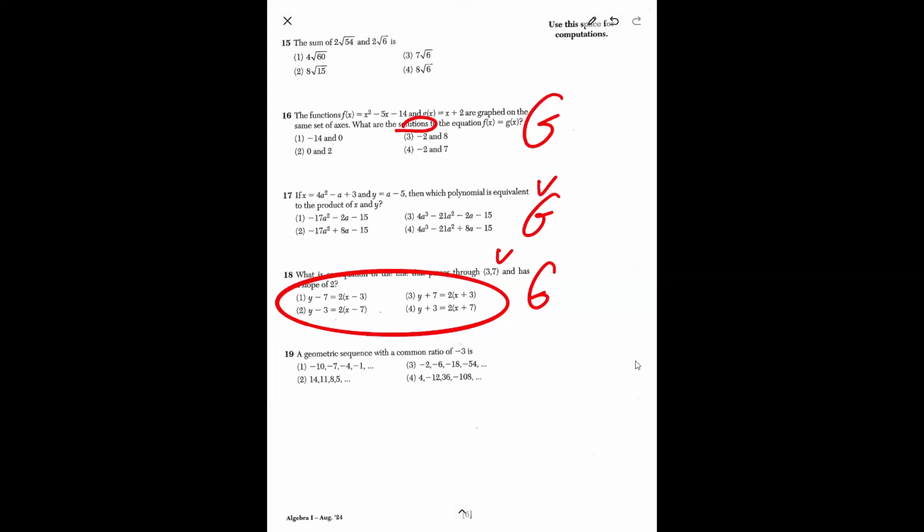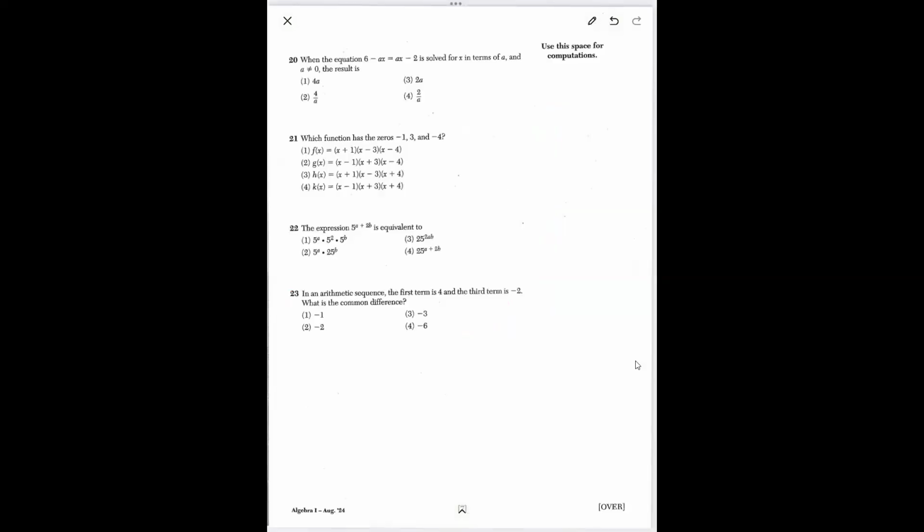Number 19, they want the common ratio, so no graph here. Number 20, definitely, you can graph this, it has an equal sign. Number 21, excuse me, has a bunch of equal signs, so you can definitely graph that. This one says equivalent to.